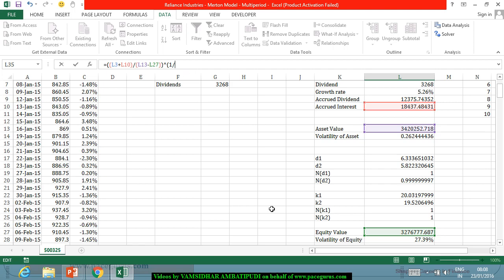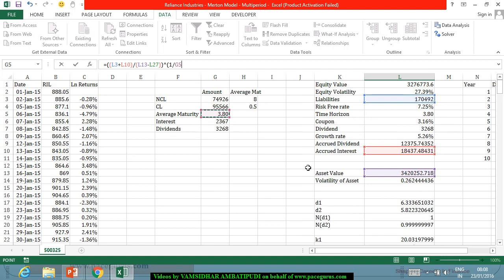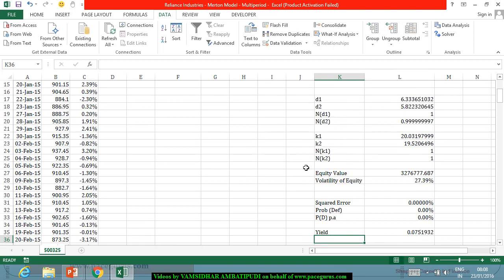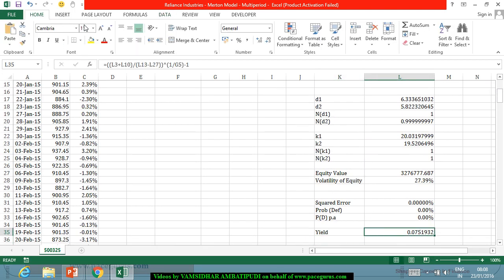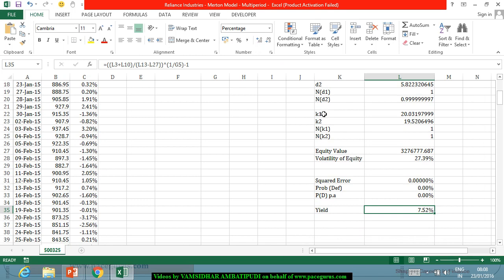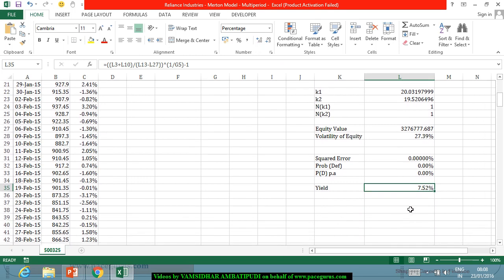T minus t is 3.8 years. 1 by T minus t. This entire thing I do a minus 1. So this is coming out that the yield on this particular entity is around 7.52%. Wow. So for this kind of an entity, the yield is 7.52%.